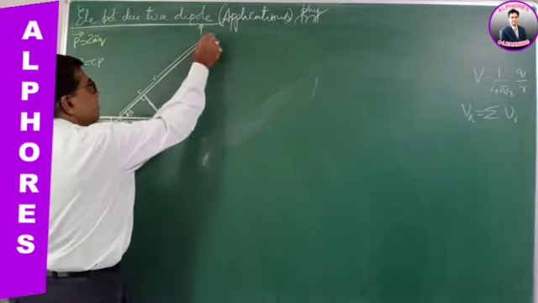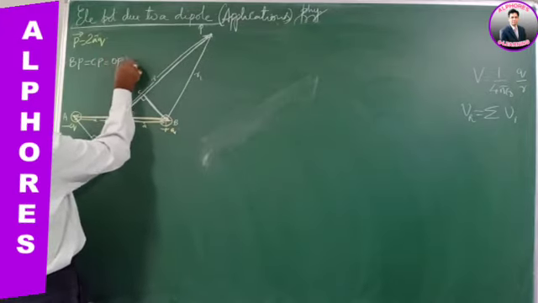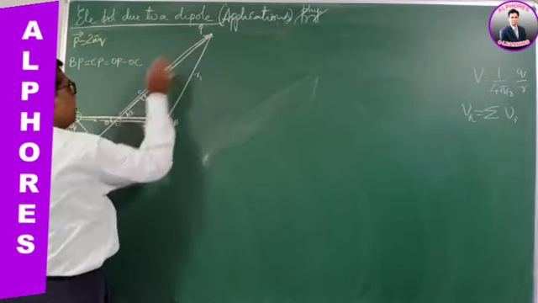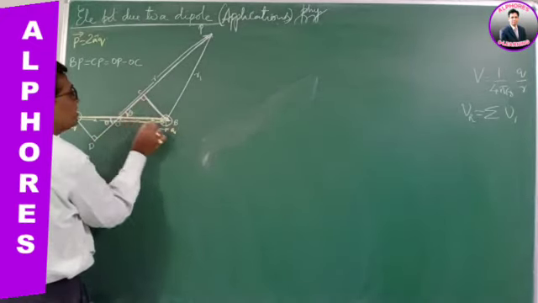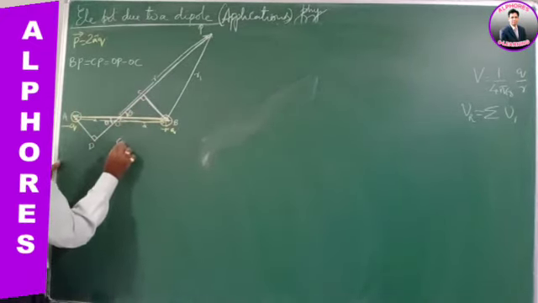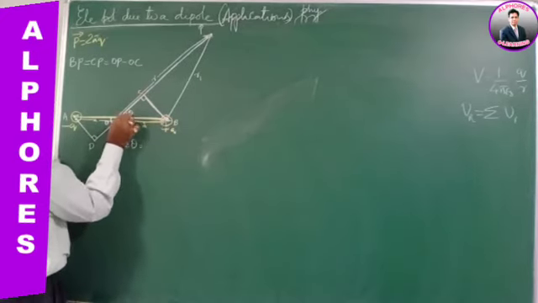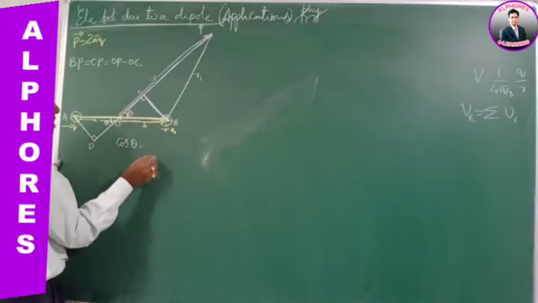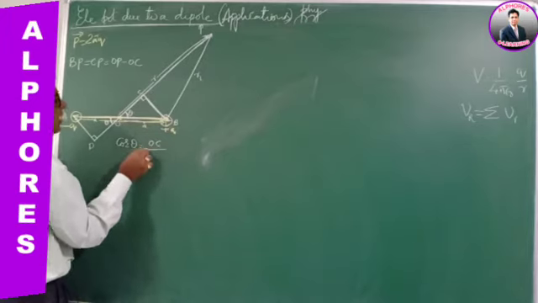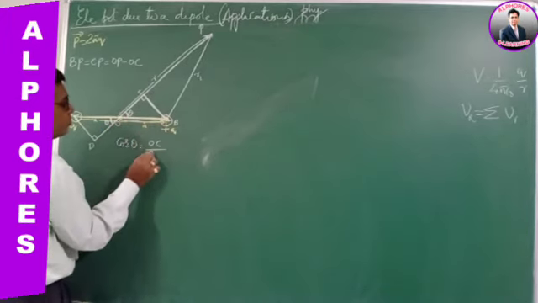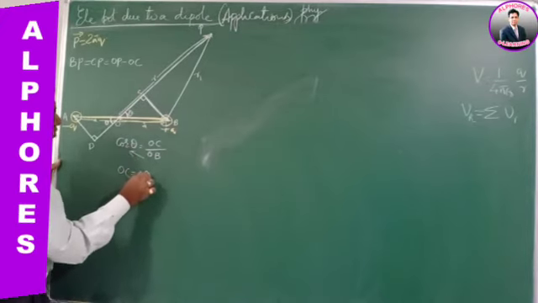But what is CP? It is OP minus OC. But what is OC? Now from this right angle triangle, you take cos theta. Theta is this. The cos theta is adjacent side by hypotenuse. Adjacent side is OC, so OC by hypotenuse. This is hypotenuse OB. So cross multiplying, OC is OB cos theta.